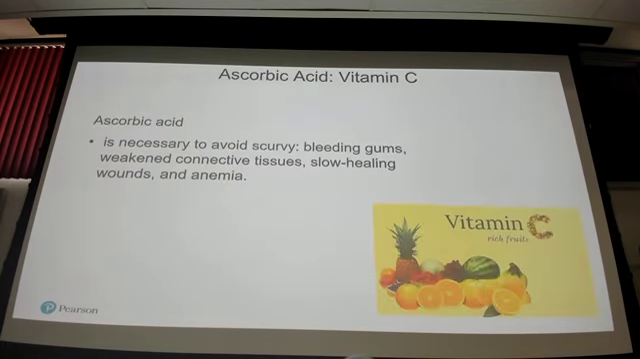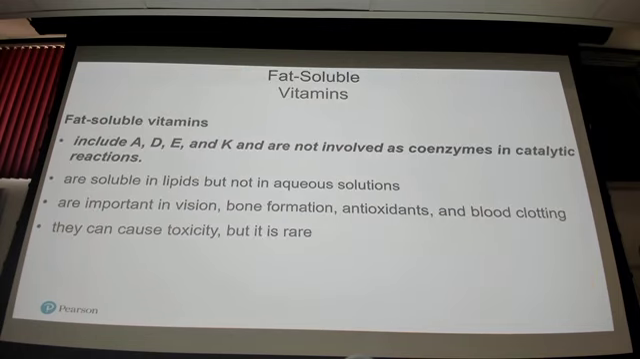And then vitamin C deficiency is associated with decreased wound healing and connective tissue issues. And this was very common in the 15th through 18th century because sailors wouldn't have exposure to fresh food, so their connective tissue would be very destroyed.